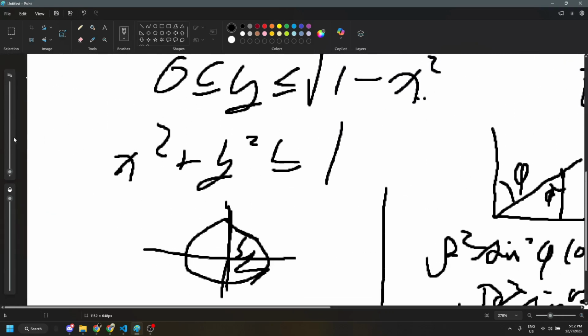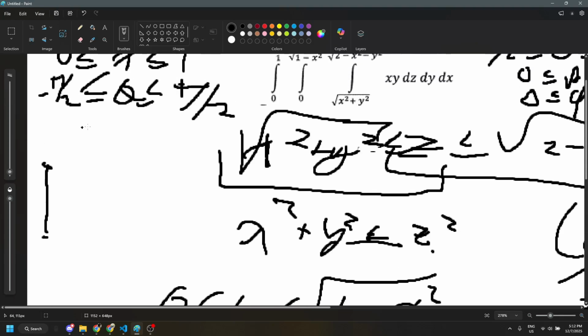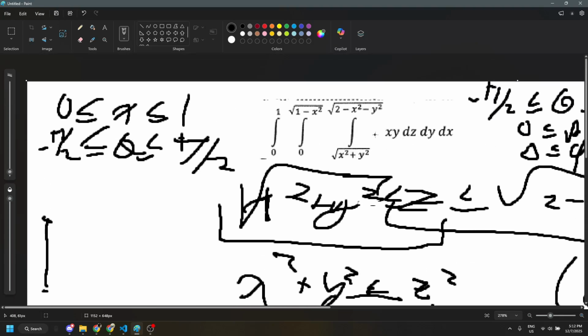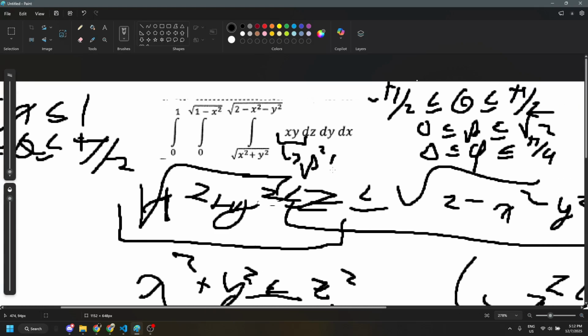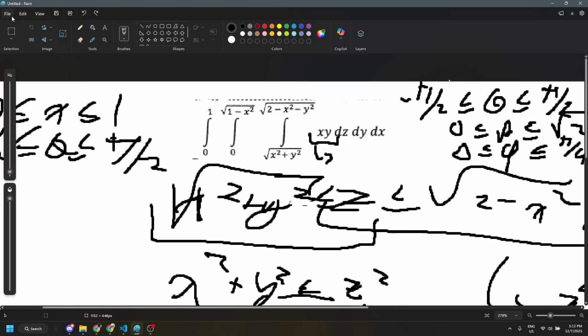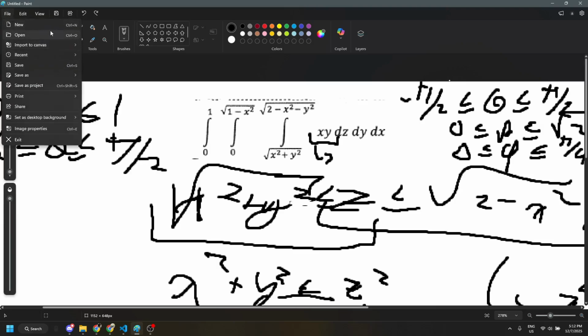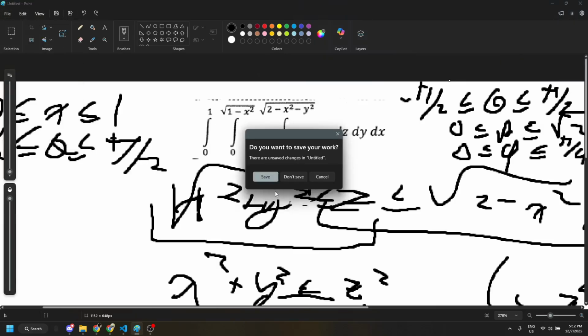Okay, that's all just for finding the bounds. Now let's actually solve it. Oh, we should also find this. This is rho, it'd be rho squared cosine, oh my gosh. Let me make a new one.